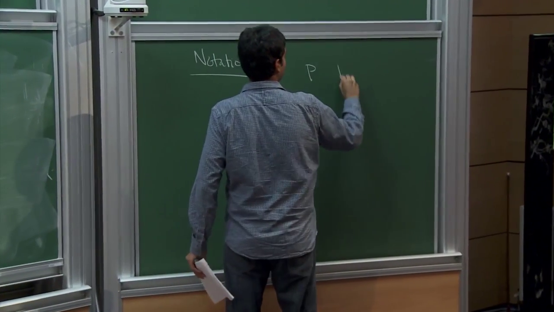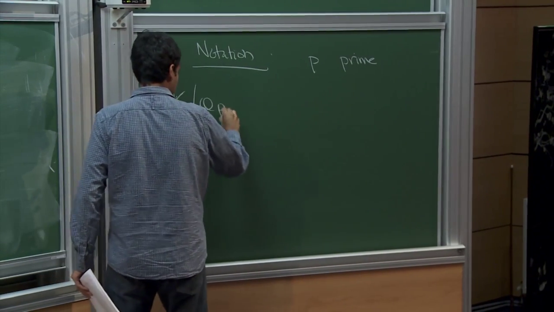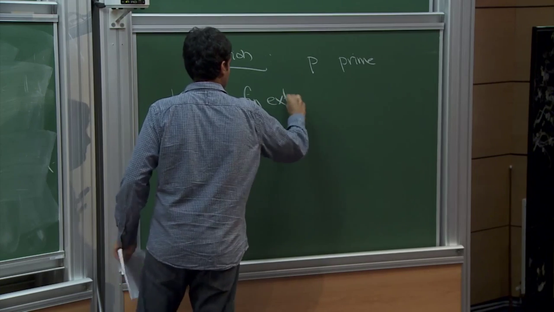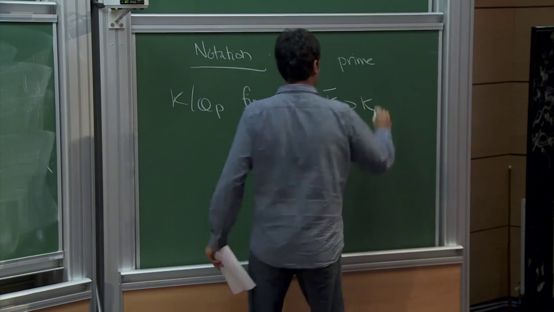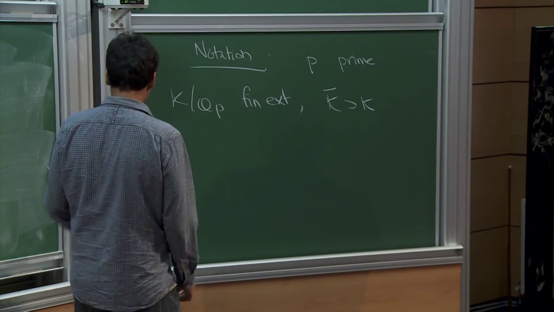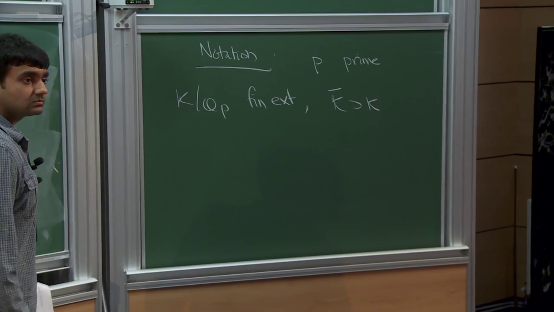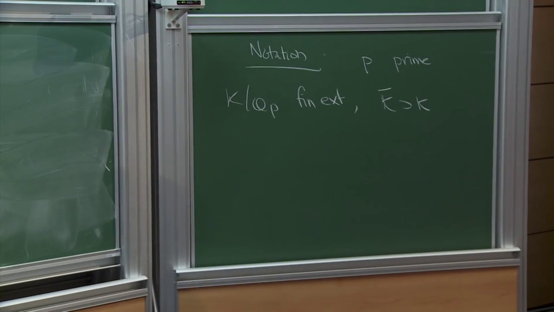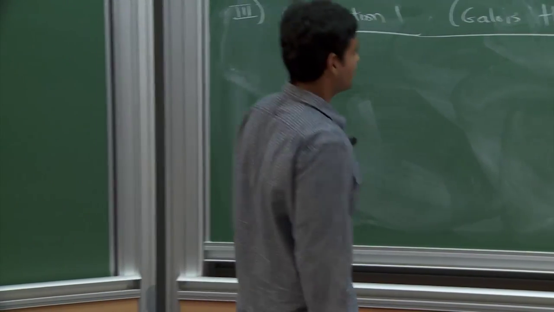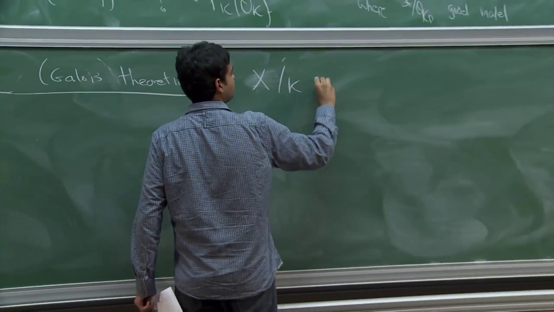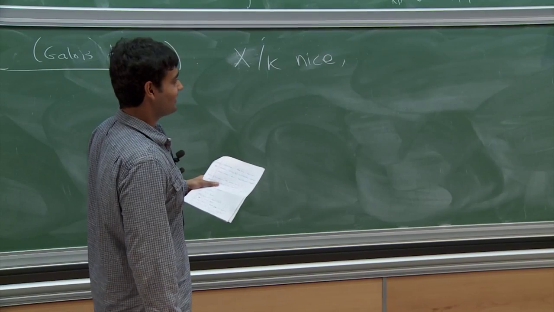So p is a prime, K over Q_p is a finite extension. I fix an algebraic closure K bar. Let's see, what else do I need? I'll need many things in a moment. This K is different. So the entire discussion is going to be local from now. And so I start off with X over K nice.